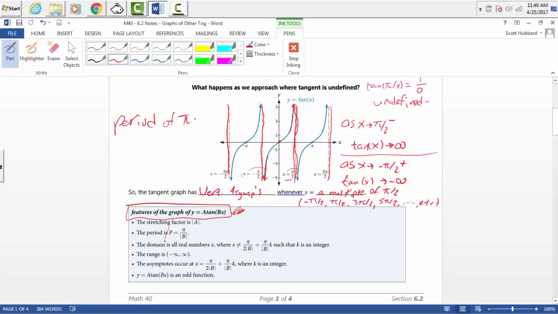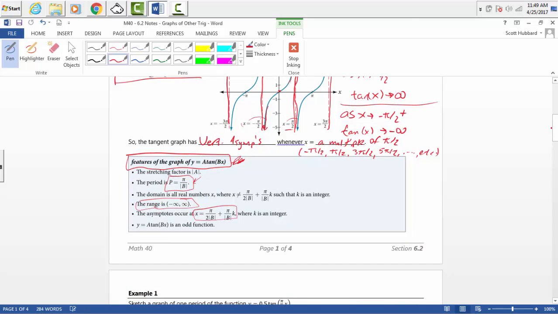The period is defined as pi divided by the absolute value of b. Again, that's because if b is 1, the period should be pi, so that's why it's pi and not 2 pi. We're going to follow along with these formulas here. The range is that, the domain is that, and the asymptotes occur here. Again, we're just going to plug and chug into the equations, and I'm going to provide these boxes for you, so you'll have everything in the boxes on the exam. I have a little cheat sheet.